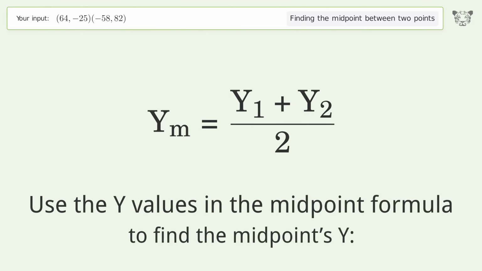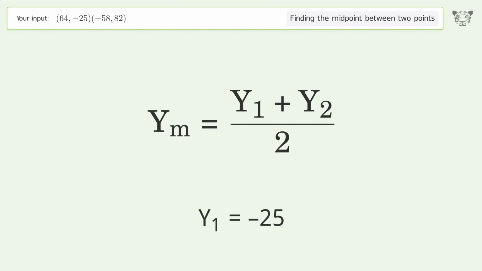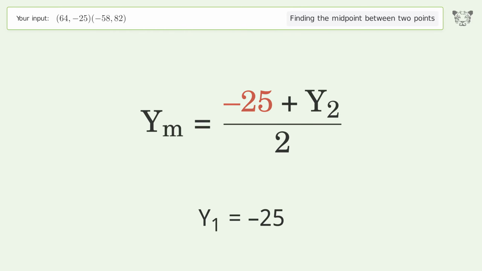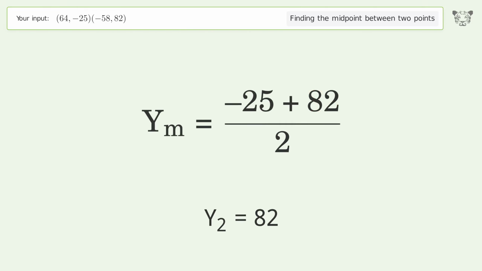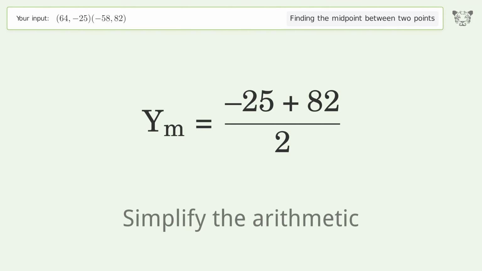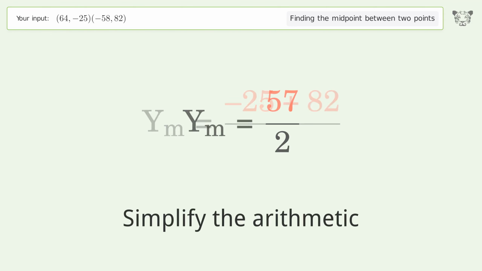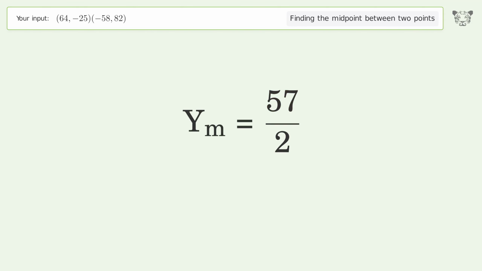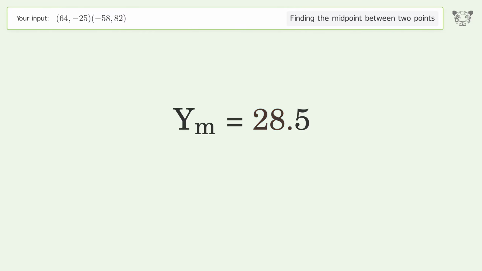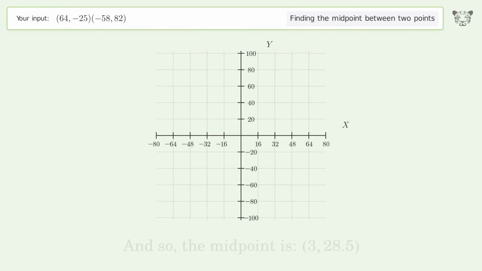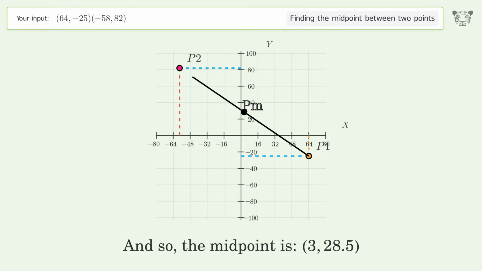Use the y values in the midpoint formula to find the midpoint's y. y1 equals -25. y2 equals 82. Simplify the arithmetic. And so, the midpoint is 328.5.